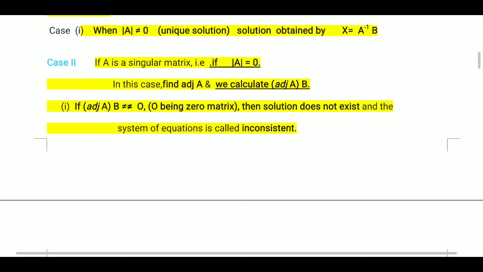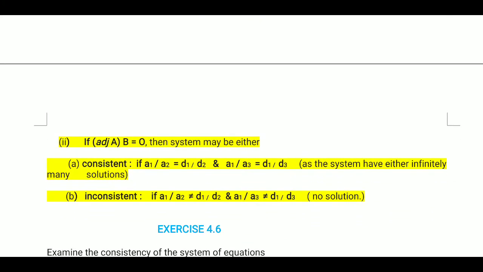And if adjoint A into B is equal to the null matrix, where each element of this matrix is 0, then the system will have two cases. First, the system will be consistent, meaning it has a solution, and in this case the solution will be infinite.